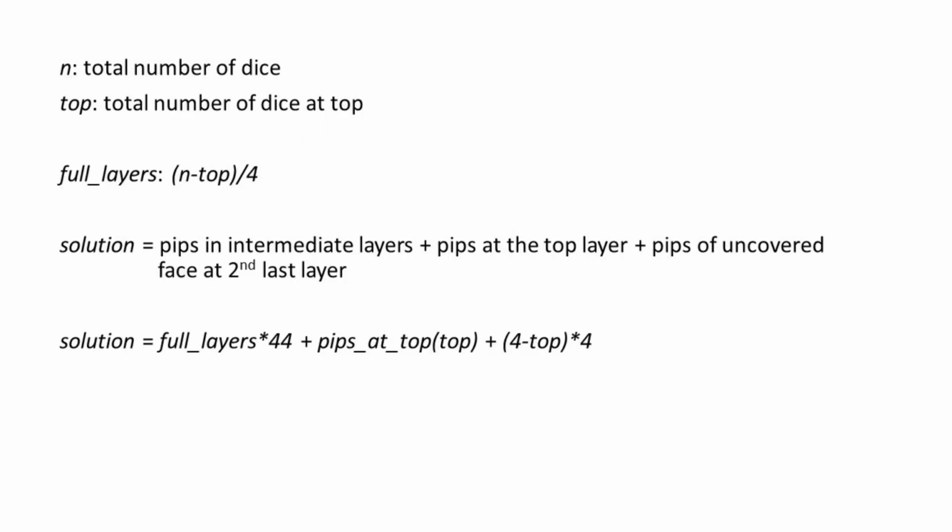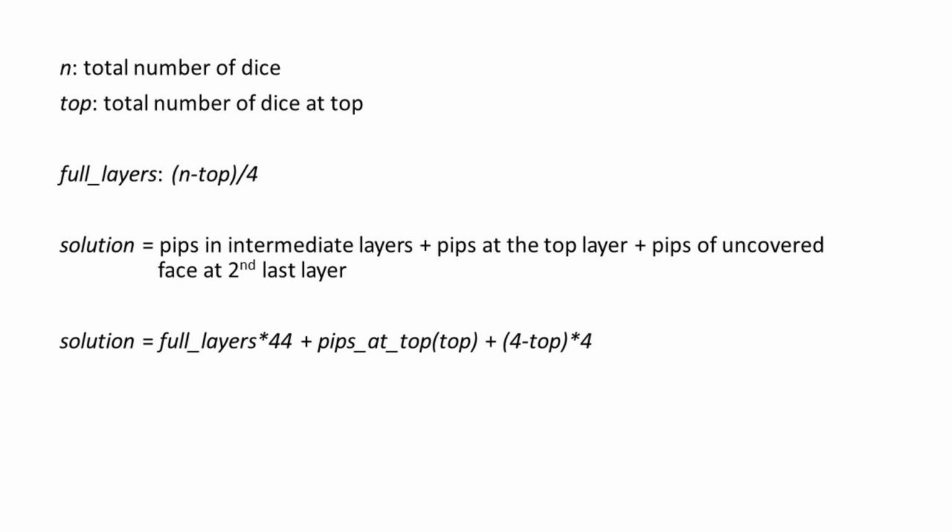So simply, if you look at this, I have developed an equation for the question, where n is the total number of dice and t is the total number of dice at the top. Full layers will be n minus top divided by 4. Why are we dividing by 4? Because at maximum we can put 4 tiles below. That's the constraint of the question, 2x2. So the solution will be visible pips in the intermediate layers, which is n-1 layers, plus pips at the top layer.